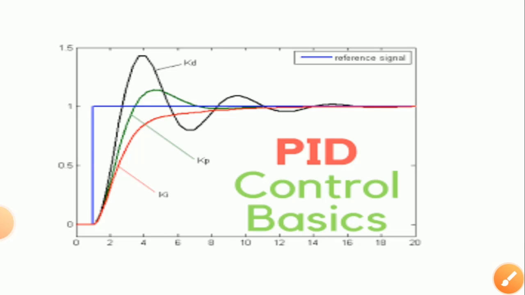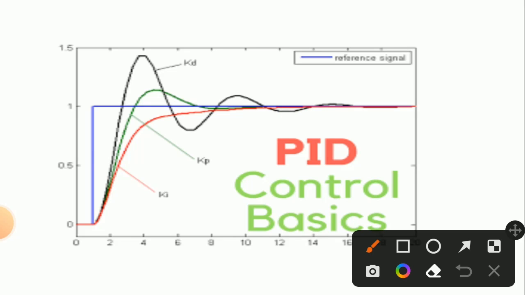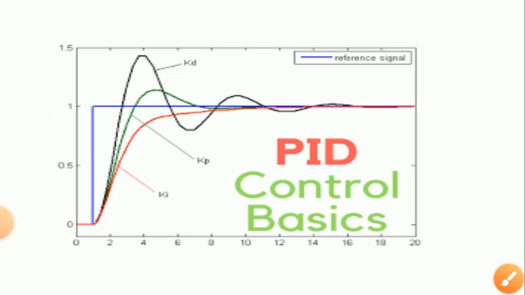This is the response for a step input. You can see that the blue line is nothing but the step input, because here 1 is written. So a step input is given, and for this step input the graphs are shown as output. Like this you should get the graph from the observation table.